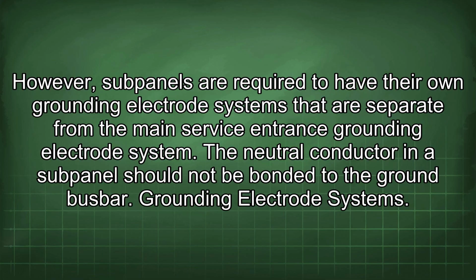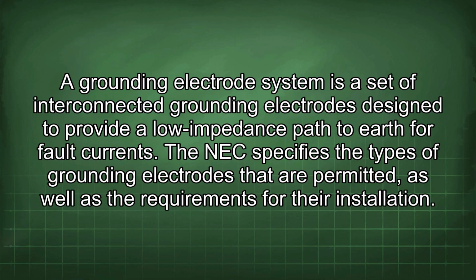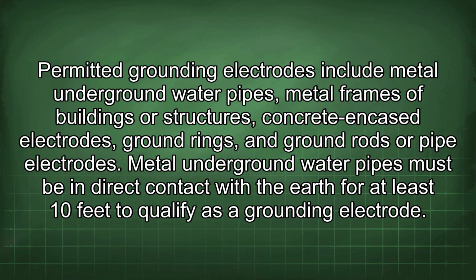Grounding electrode systems. A grounding electrode system is a set of interconnected grounding electrodes designed to provide a low impedance path to earth for fault currents. The NEC specifies the types of grounding electrodes that are permitted, as well as the requirements for their installation. Permitted grounding electrodes include metal underground water pipes, metal frames of buildings or structures, concrete encased electrodes, ground rings, and ground rods or pipe electrodes.